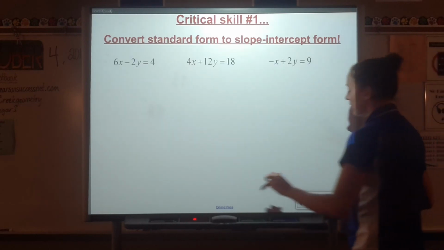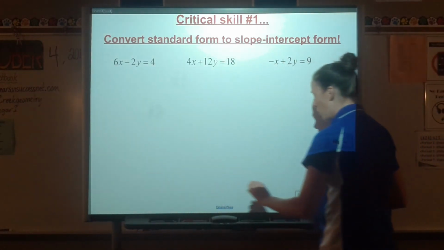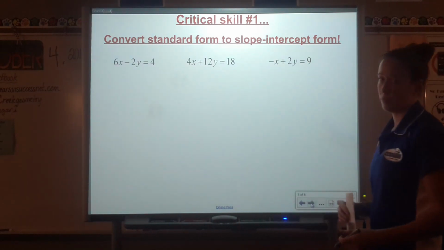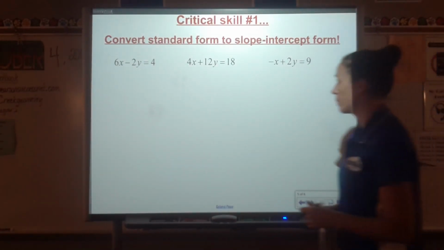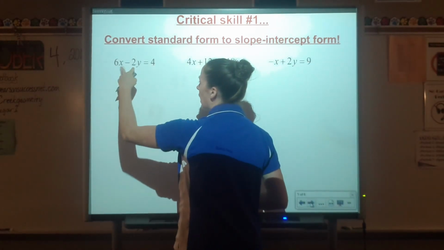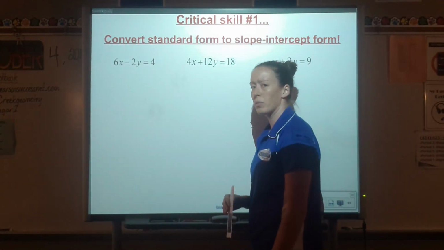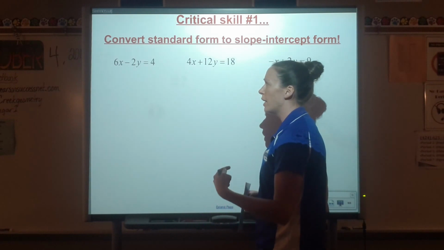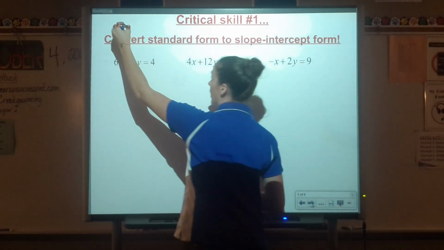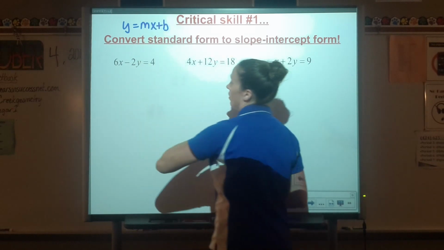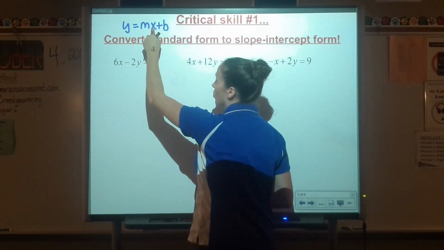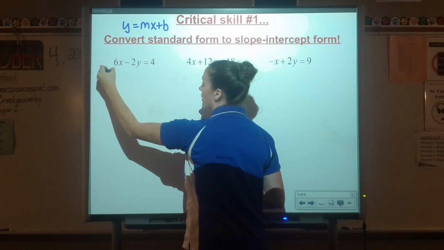Next up, the critical skill that we want you to be bringing in tomorrow, converting from standard form to slope-intercept form. Here we go. Standard form, x and y are both on the same side. Where do we want to end up? We want to end up with y equals mx plus b. So I think the first thing we're going to need to do is move that x term over to the right.